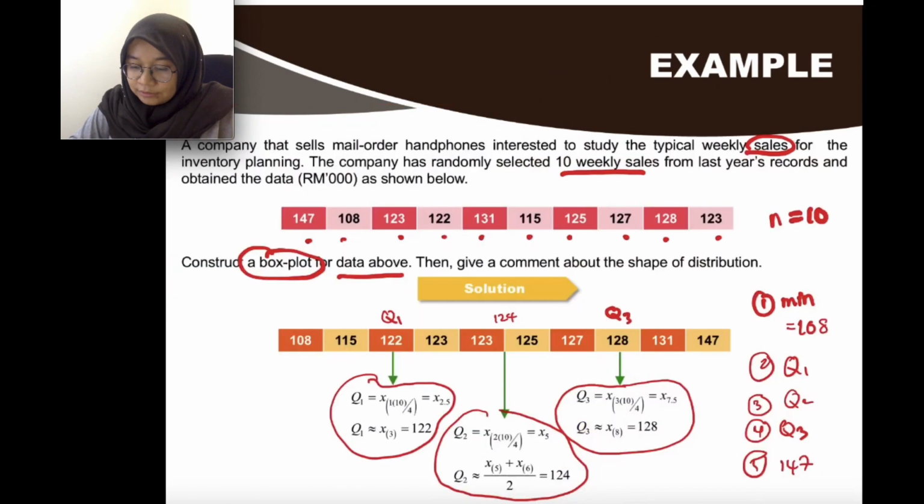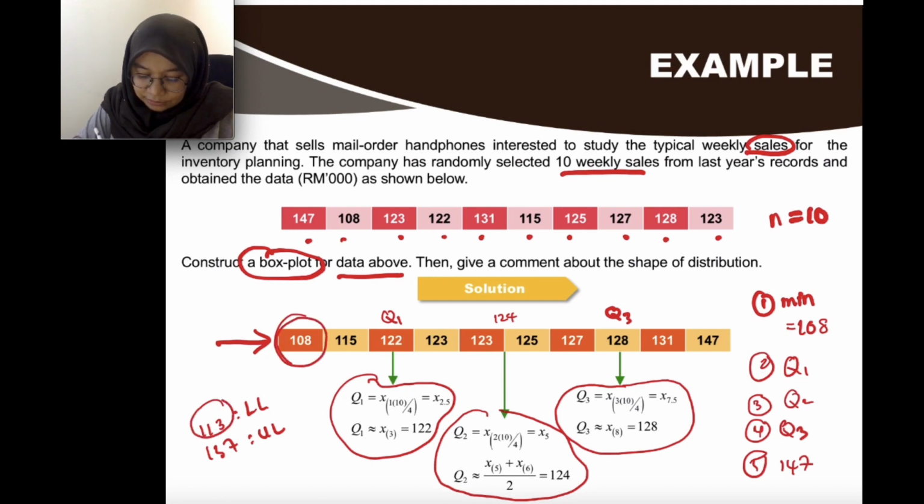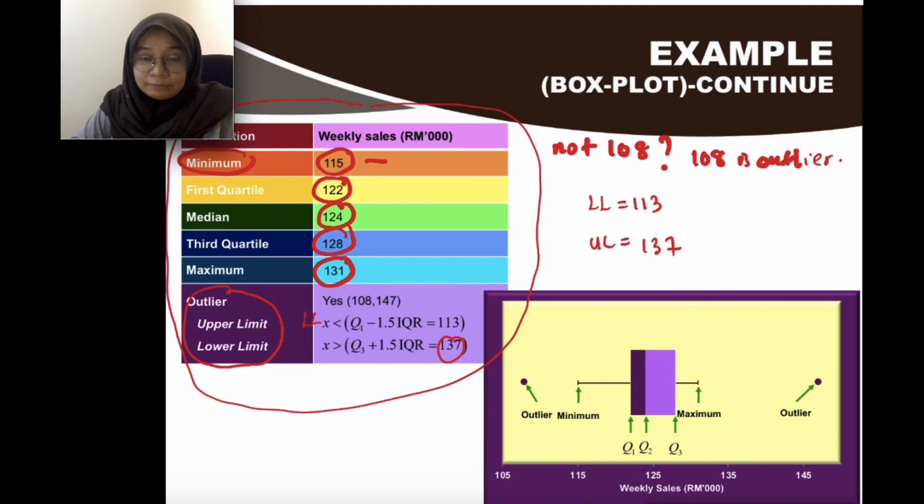Lower limit is 113 and the upper limit is 137. So if you look at here, 113 and 137. Here is the lower limit, here is the upper limit. So look at our data here. Is there any data less than 113? Yes, 108 is less than 113. So this 108 will be the outlier. So because of that, you cannot have this minimum value 108. It will become 115 because 108 is an outlier.